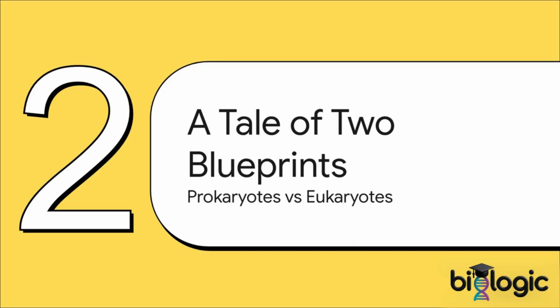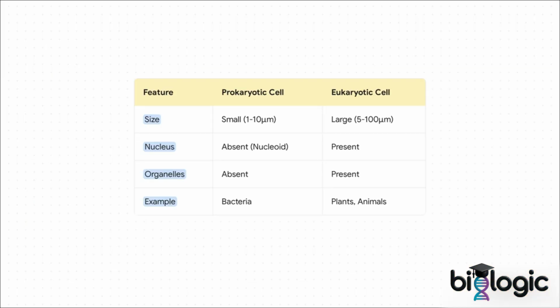Okay, so now that we know what the theory is, let's look at the cells themselves. As it turns out, life on Earth pretty much follows two main architectural plans, two basic blueprints for building organisms, the prokaryotes and the eukaryotes. First up, we have the prokaryotes. These are the ancient ones, the originals.